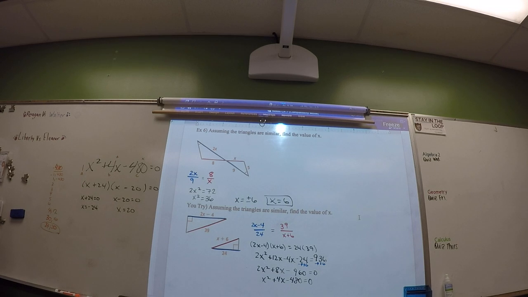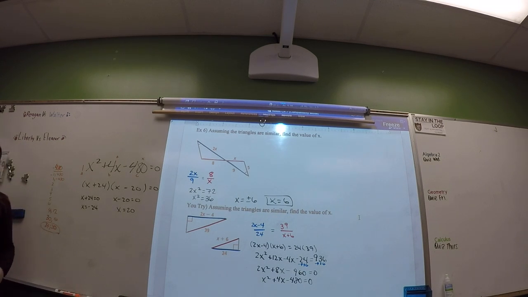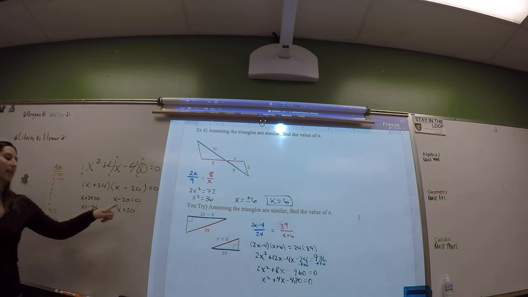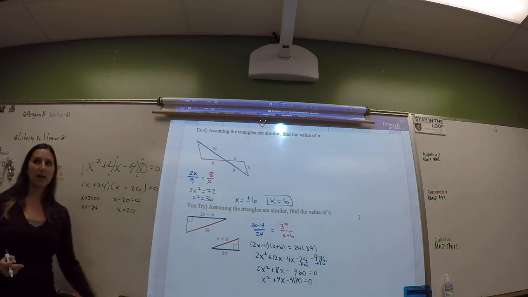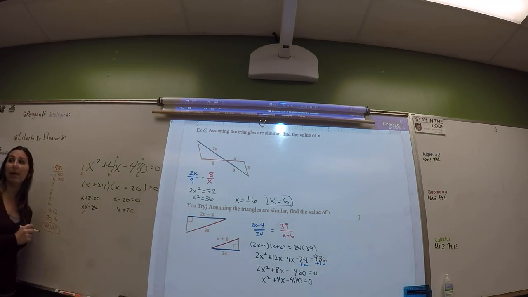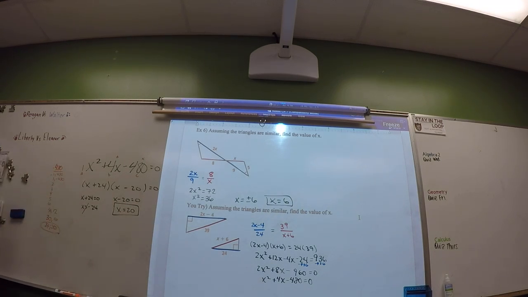Now, in some situations you wouldn't keep both solutions; you would get rid of one, like in the last problem where we got rid of negative 6 because it doesn't work. If you look at negative 24 and plug it back in, what happens? It's negative. So we don't want to keep that one, we just want to keep 20. Okay, so 20 is our answer.